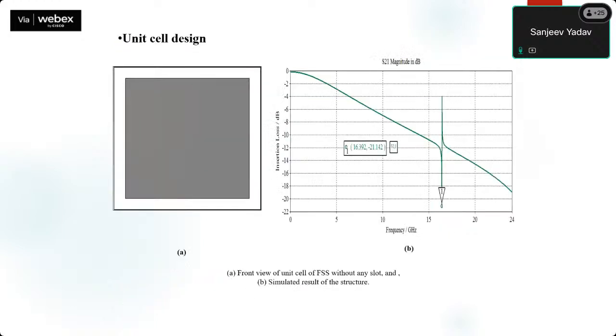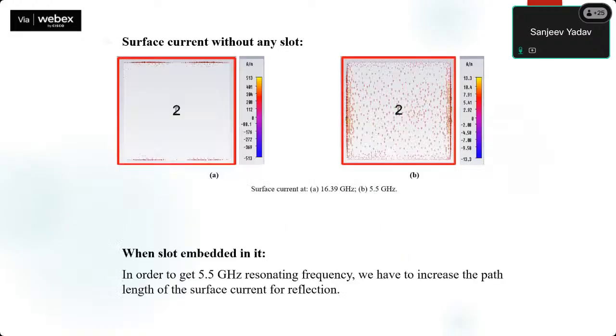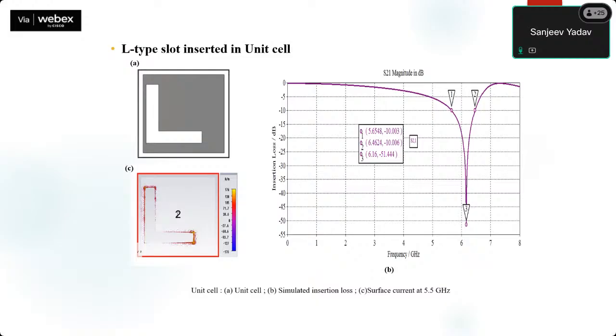Now we are going for different types of structures. Initially, we have gone for the square structure having a slot in between. Now we have gone for another type of structure. Here you can see that the L type of slot has been cut. So we are getting one band at approximately 6.4 gigahertz.